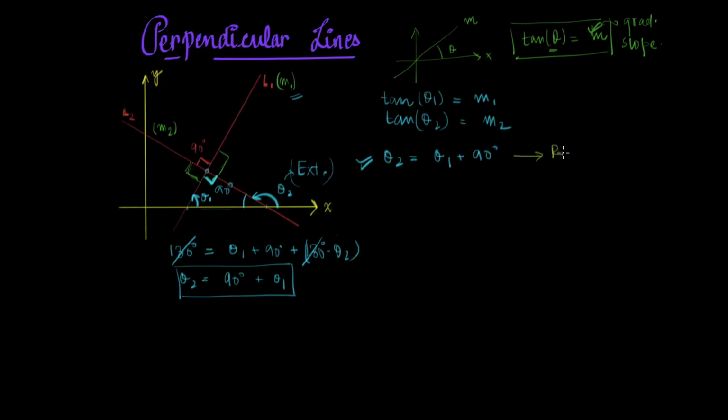This is the relation for the two lines, L1 and L2. What we can do now is take the tangent on both sides. Therefore, tangent of theta 2 would be equal to tangent of theta 1 plus 90 degrees.